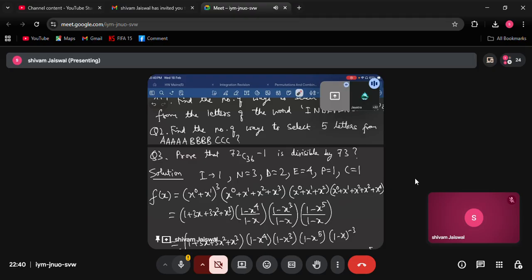We need to find out the number of ways to select 5 letters from 5 A's, 4 B's, 3 C's.